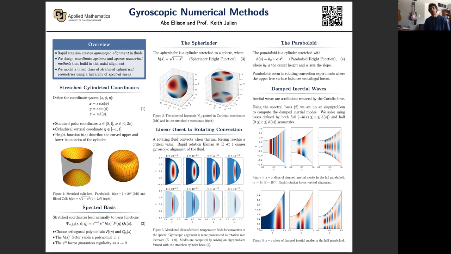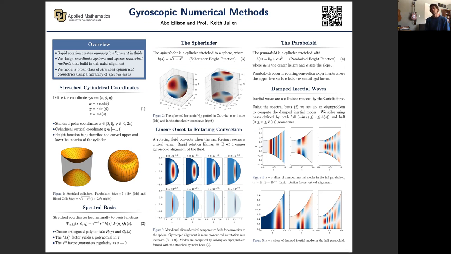So rapid rotation creates this gyroscopic alignment in fluids through the Taylor-Proudman theorem. This theorem basically equates Coriolis forcing with pressure gradient. And what you end up with is invariance along the vertical direction in your fluid flow. And so we want to build into our numerical methods for simulating fluids a coordinate system and then a spectral basis for this gyroscopic alignment.